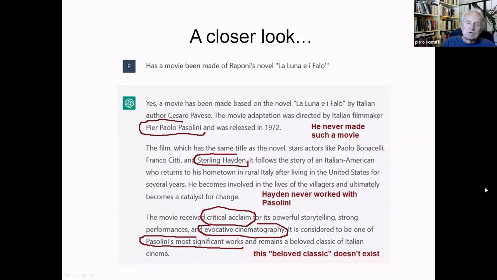Then I tried to ask also funny questions, like, has a movie been made of Pavese's novel, La Luna e i Falò? La Luna e i Falò is a famous Italian novel, but it was written by Cesare Pavese. The chatbot is smart enough to realize it was written by Cesare Pavese, but then it comes up, I didn't ask about this, with: the movie adaptation was made by Italian filmmaker Pier Paolo Pasolini. He really existed, but he never made such a movie. It features this actor. I searched, and he never worked with Pasolini. And then it talks about critical acclaim, evocative cinematography, Pasolini's most significant work, a beloved classic of Italian cinema, except it doesn't exist.